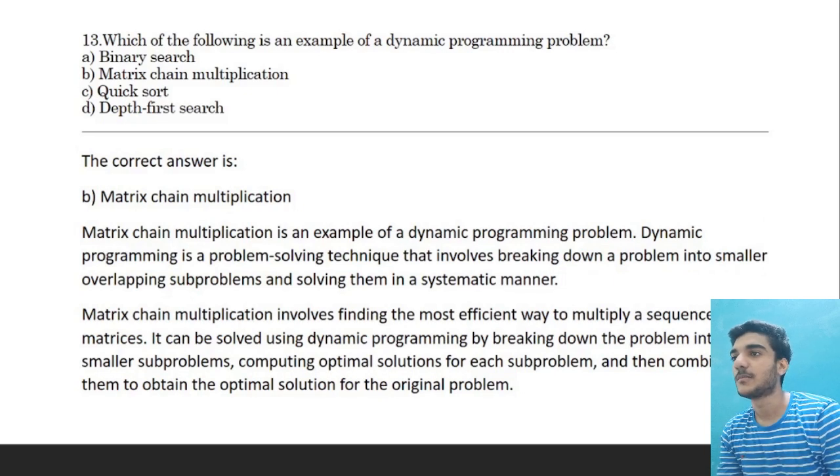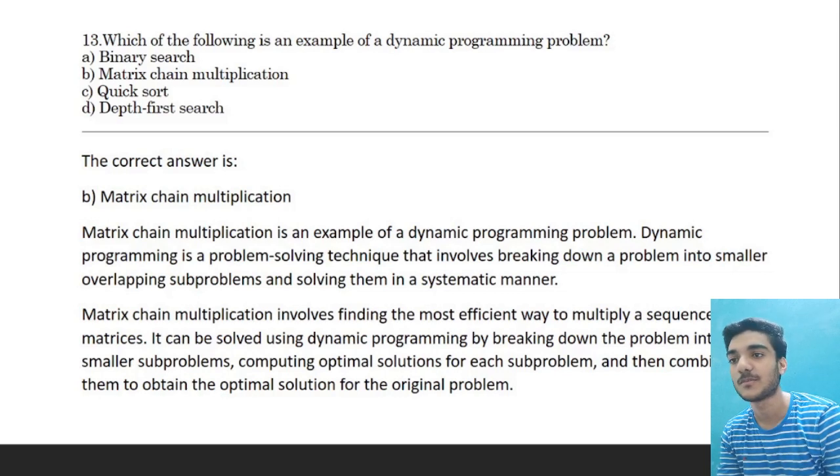Which of the following is an example of a dynamic programming problem? And the correct option is matrix chain multiplication. Matrix chain multiplication is an example of a dynamic programming problem.